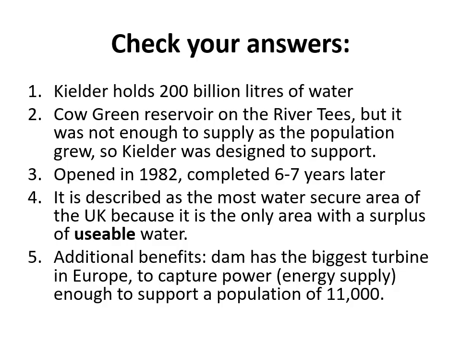Okay, so some answers. Kielder holds 200 billion litres of water. Pretty amazing. There was Cowgreen Reservoir on the River Tees, but it was not enough to supply as the population grew, so Kielder was designed to support this. It was opened in 1982, completed 6 to 7 years later. It's described as the most water secure area of the UK because it's the only area with a surplus of usable water.